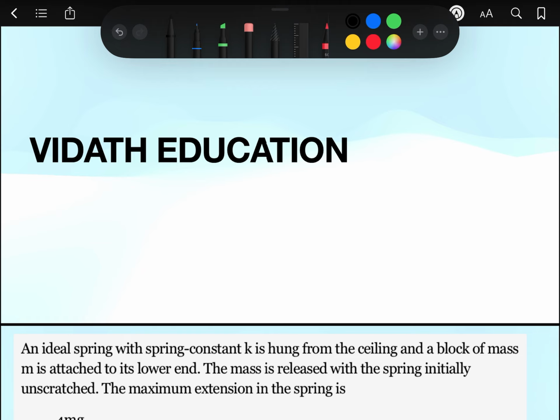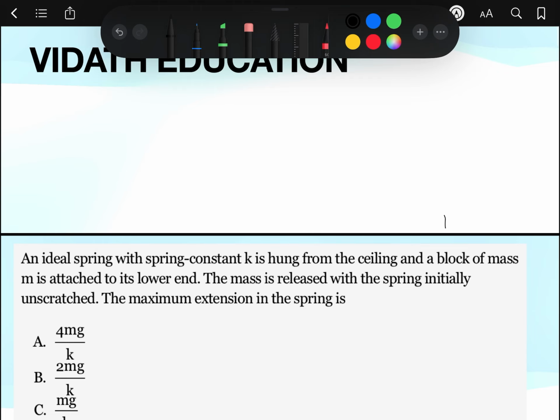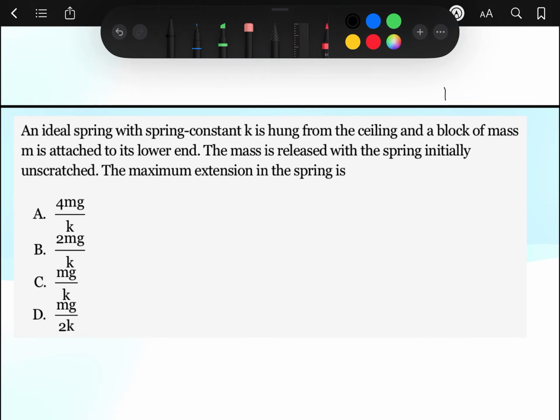So hello guys, this is another question from IIT JEE PYQ. This question is an important question from the point of view of JEE Mains and JEE Advanced. So here is the question.